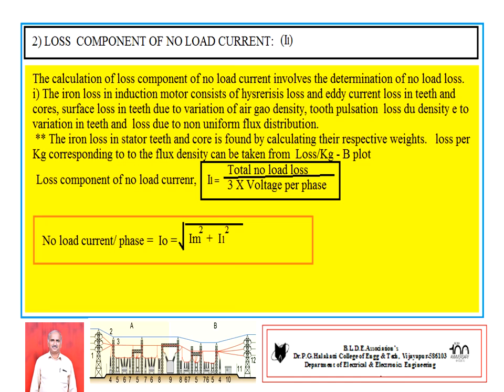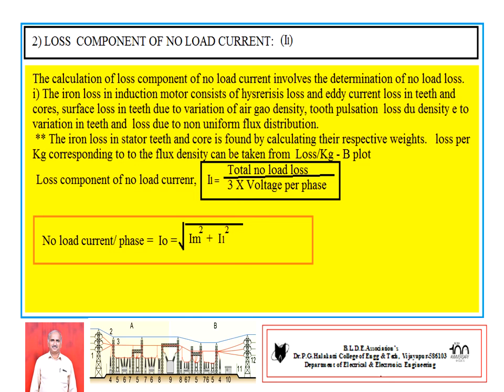So this is mainly the calculation of iron loss, which is the sum of hysteresis loss and eddy current loss, and it may be due to surface loss in teeth, due to variation of air gap density and tooth pulsation loss. So totally we can call it iron loss. Once you know the iron loss per kg, then you go to the graph. So total iron loss you calculate.